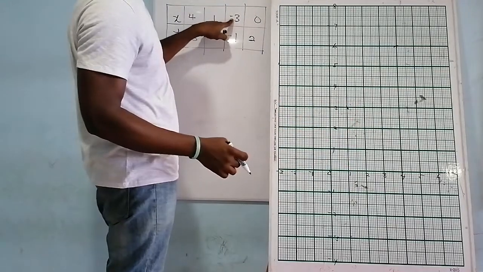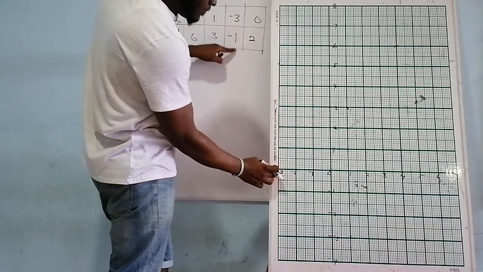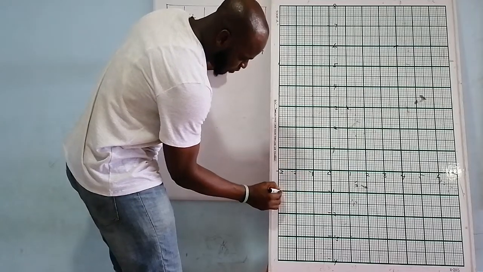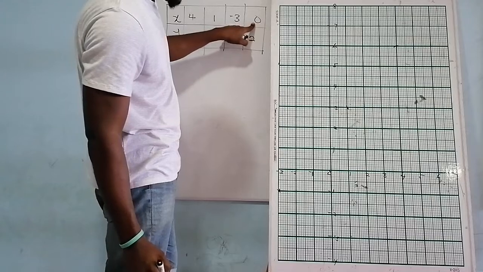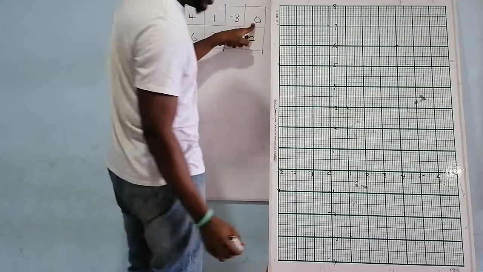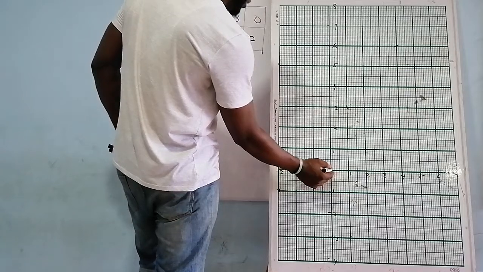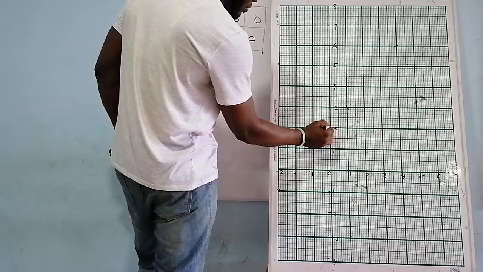Then you have -3 for my x, and then -1. So -3, -1 should be somewhere here. And then finally I have 0 and then 2. So this 0, trace up my y, which is 2. I have it somewhere here, plotted.